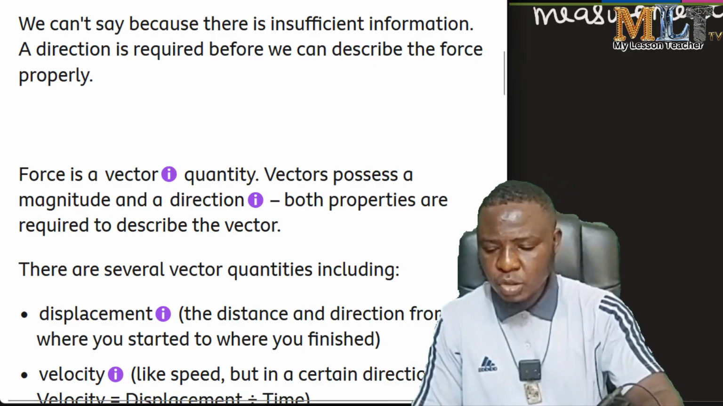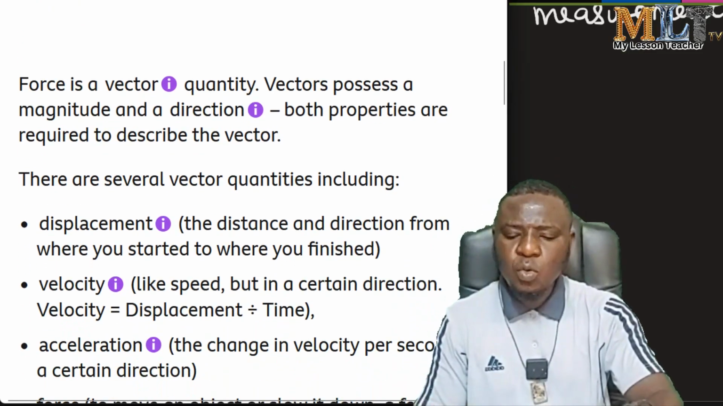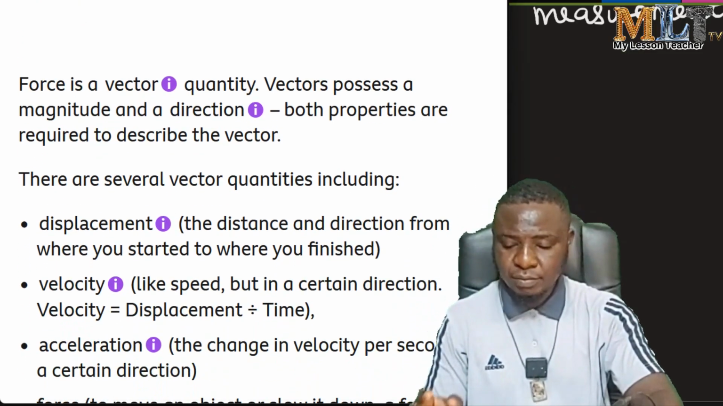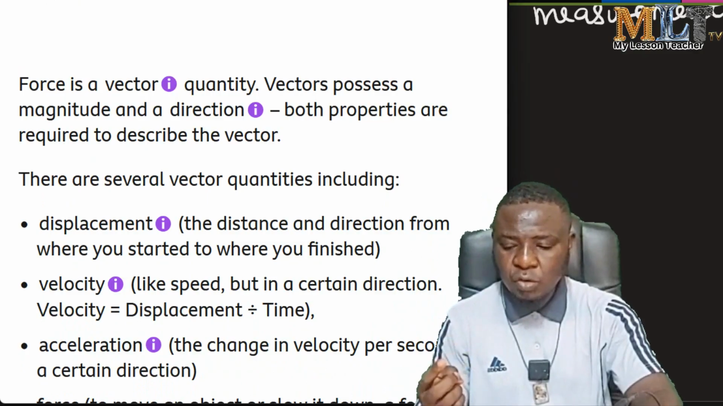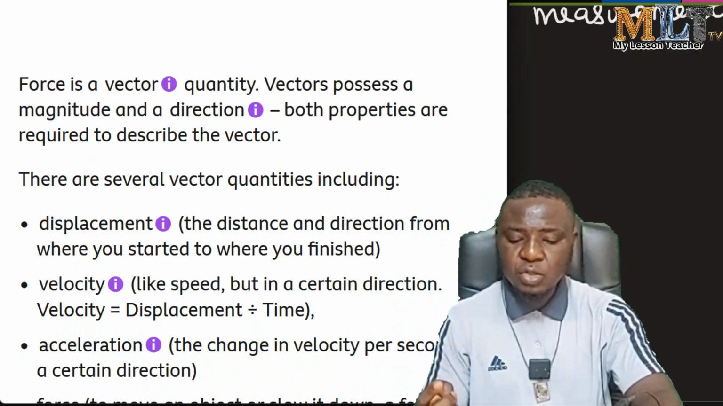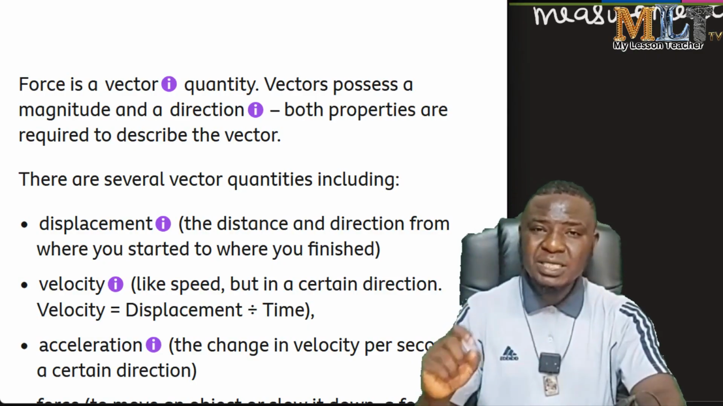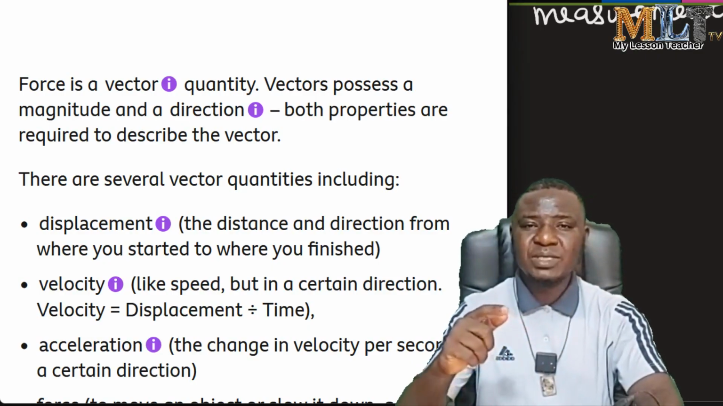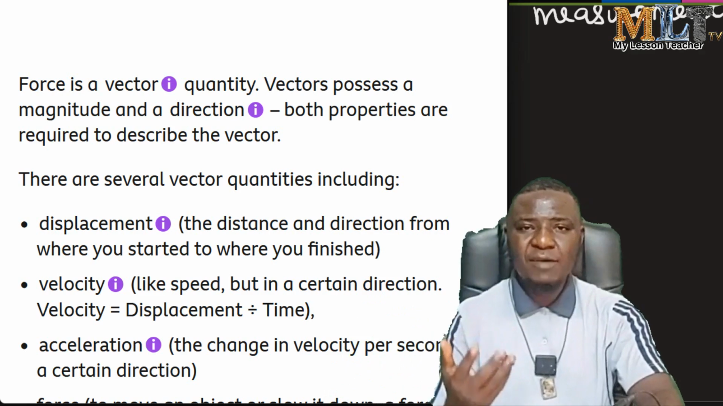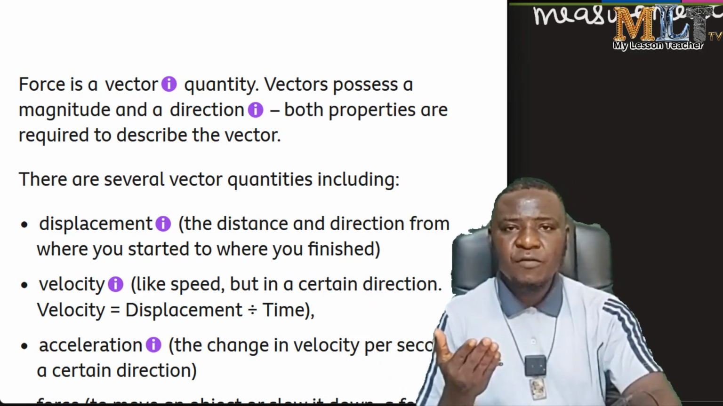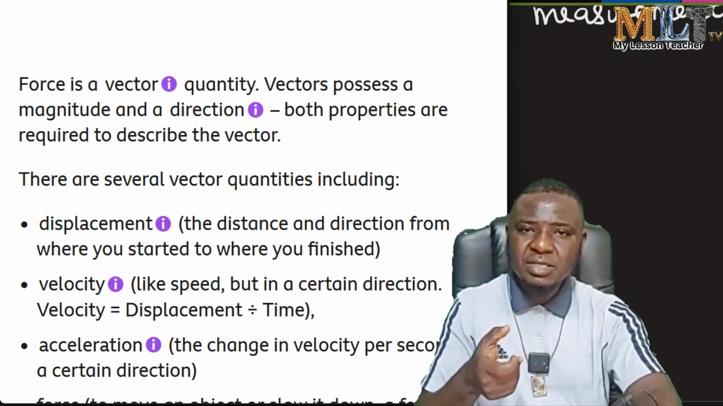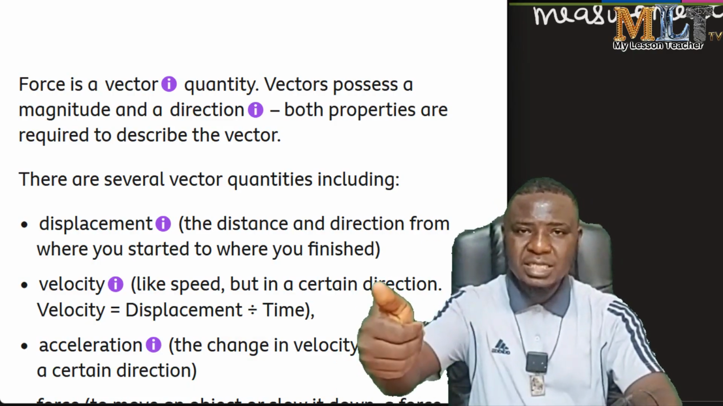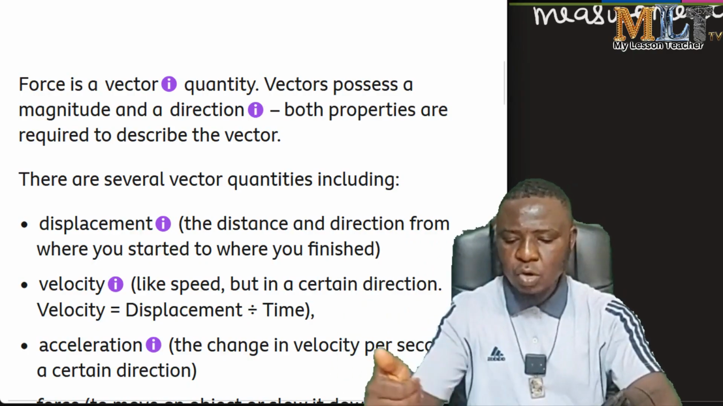Okay? All right. So there are several vector quantities, including displacement. Displacement is a vector quantity because it talks about the distance and direction from where you started to where you finish. Displacement is said to be a distance in a specified direction. So you may have something like 50 kilometers due north. 50 kilometers is the magnitude. Due north is telling you its direction.